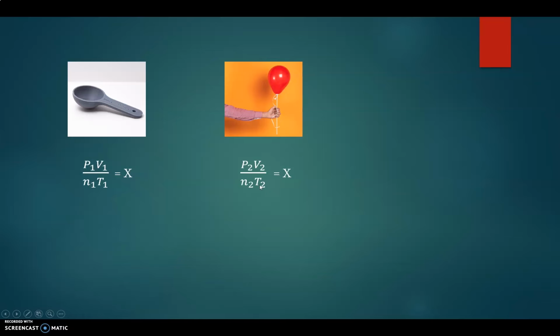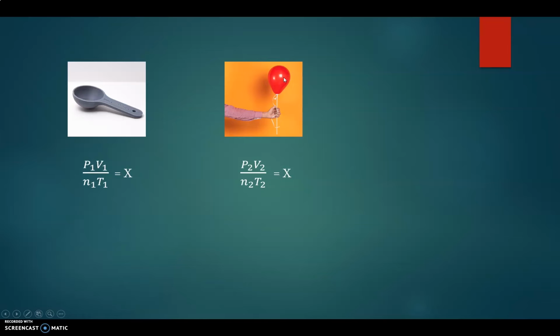Now, this probably seems a little counterintuitive. How could that much larger balloon have the same value of X as our small tablespoon? And if you think about it, it's pretty simple. The pressure in each of these is essentially the same. There's very little difference in pressure in the balloon. On the temperature, they're both at room temperature. So really the only big difference is the volume and the number of moles.